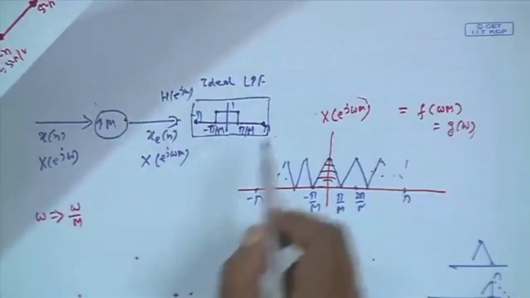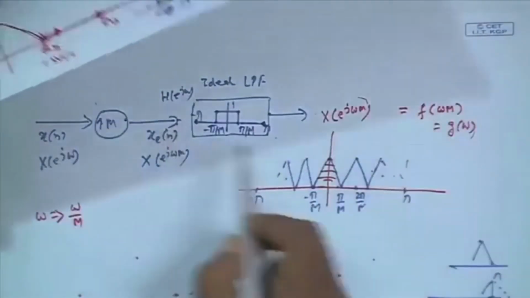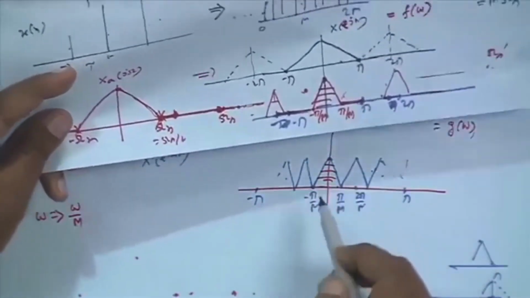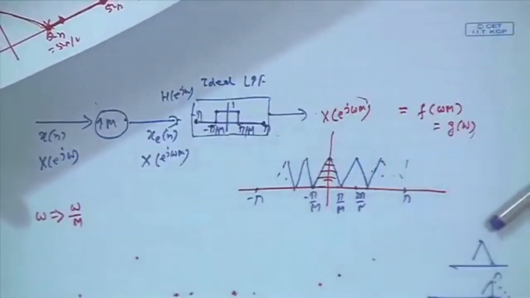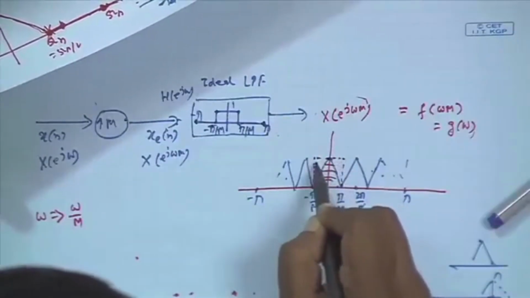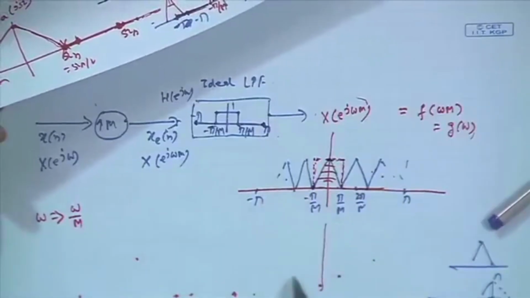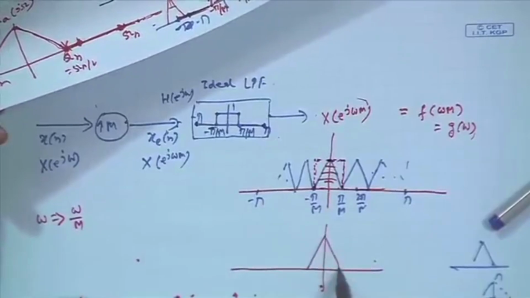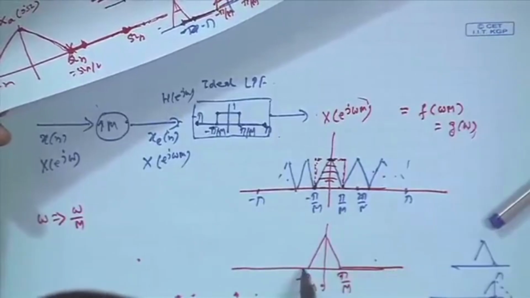If I pass this x_e[n] through this filter, then what will happen? This sequence has this DTFT, but if it passes through that low pass filter from minus pi by M to pi by M, so only this much, this is the bandwidth, the pass band of that low pass filter, and then it is zeros. So, you will get only this much present, other parts will be 0, and this is what we wanted.